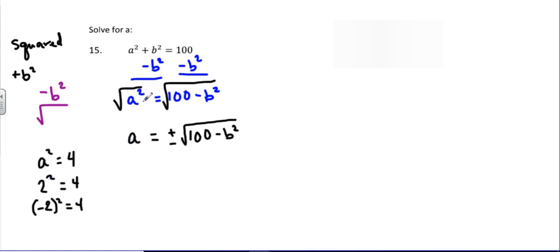So when I'm solving an equation and I take the square root, I have to think, well, if I square a positive number, I would have that value. But if I square the negative, the opposite, then I would also have that value. So that's what this plus or minus means, that a equals a positive or a negative square root of 100 minus b squared.